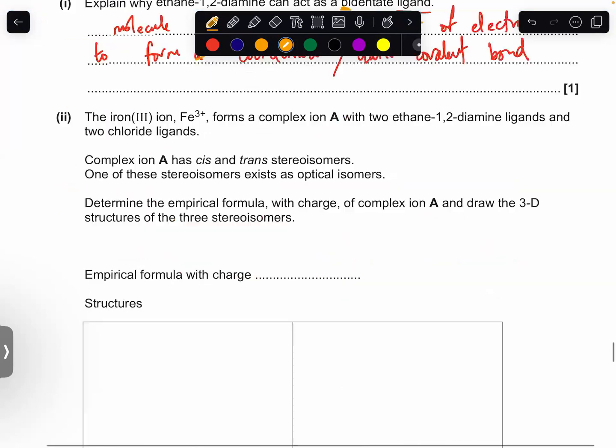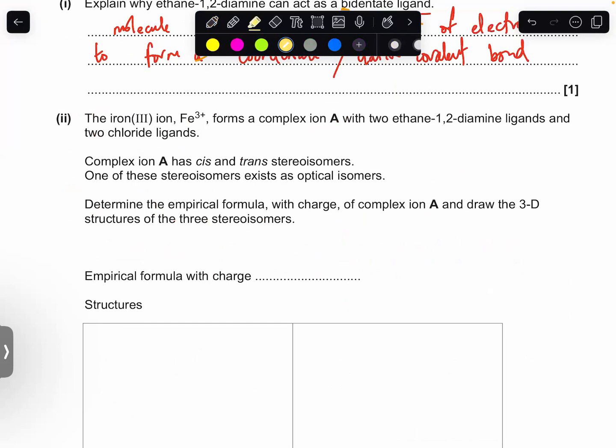Moving on. The iron 3 ion forms a complex with ion A, with two ethane-1,2-diamine ligands and two chloride ligands. Complex ion A has cis-trans stereoisomerism and also exists as optical isomers.